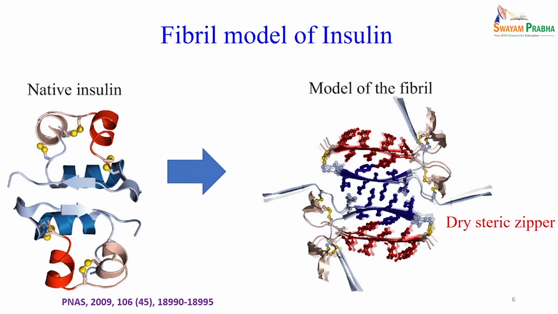So this is a very simple fibril model of insulin. This is the native insulin. We are showing two molecules of insulin. Now during the aggregation, the protein first unfolds, then the hydrophobic groups of one and the hydrophobic groups of the second protein molecule interact and form some sort of zipper structure. You can say a dry steric zipper, and this is a characteristic feature of the fibrillation or aggregation of a protein. So this is typically the formation of aggregates, or you can say the formation of a beta sheet rich structure.